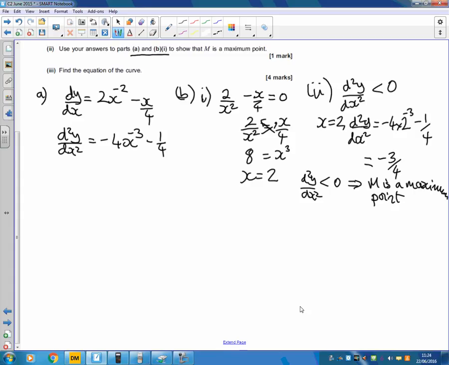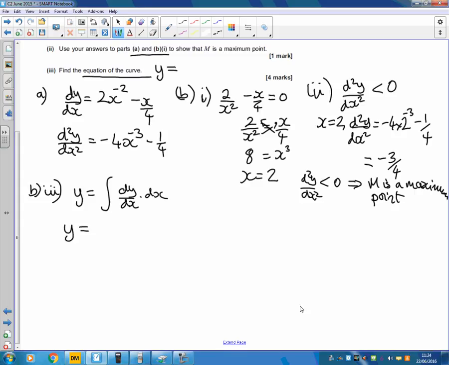Now we're going to ask us something slightly different. They want us to find the equation of the curve. So they want us to find y. So for this part, you want to remember that if you've got dy dx, then to go back to y, we need to do the inverse process, which is to integrate. So y is dy dx integrated.